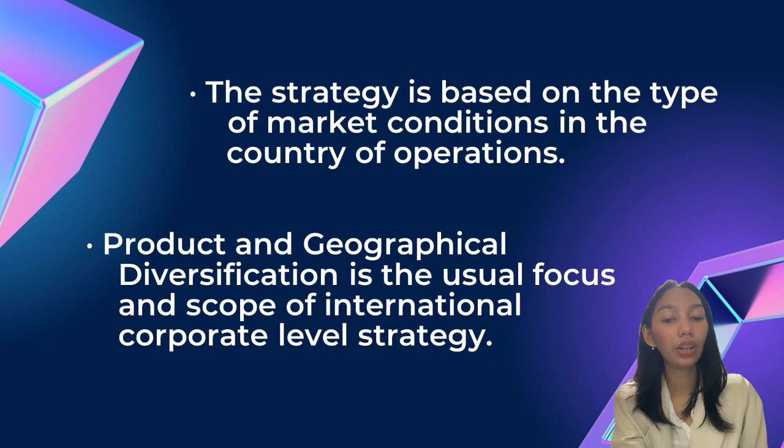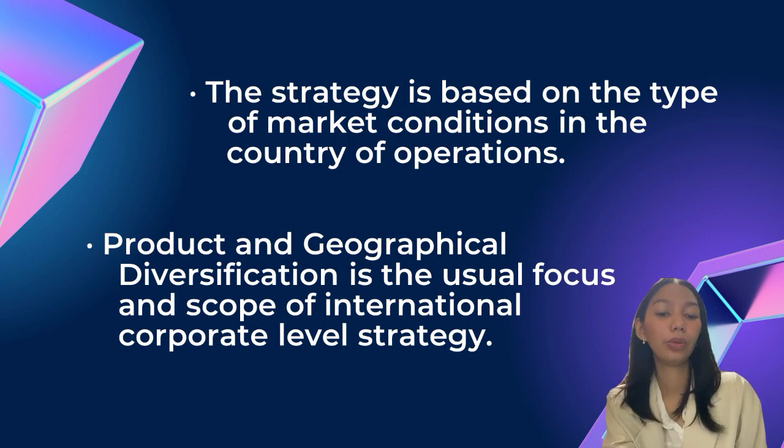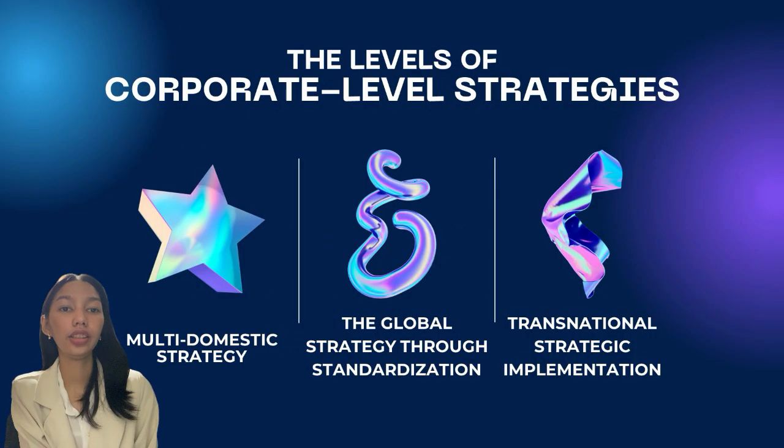For example, how Jollibee operates here compared to the US. The strategy that Jollibee uses here involves offering a menu that includes Filipino favorites such as Jollibee Spaghetti, Chicken Joy, and local style burgers. Meals often include rice because that's how we usually eat here. Compared to the US, they don't usually have rice, they only eat burgers, because that's usually their meal diet. And these are the three levels of corporate level strategies.